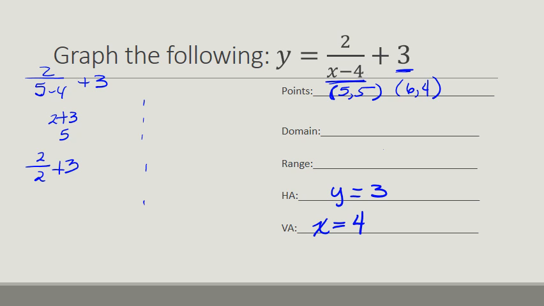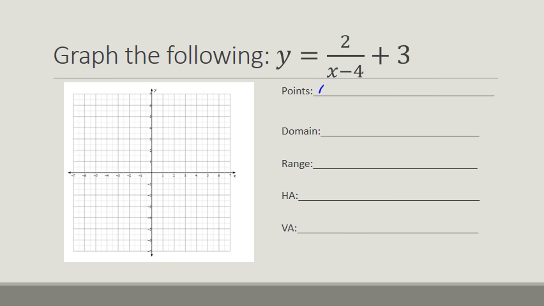If I was to pick on the other side of my vertical asymptote, I don't think I want to go -3 because that's going to give me a fraction, and who wants to deal with that? But if I pick 2, I'm going to get 2 over 2 minus 4 plus 3. So this is 2 over -2 plus 3, or -1 plus 3, which would give me 2. Okay, so you get the idea how we're going to pick some points.